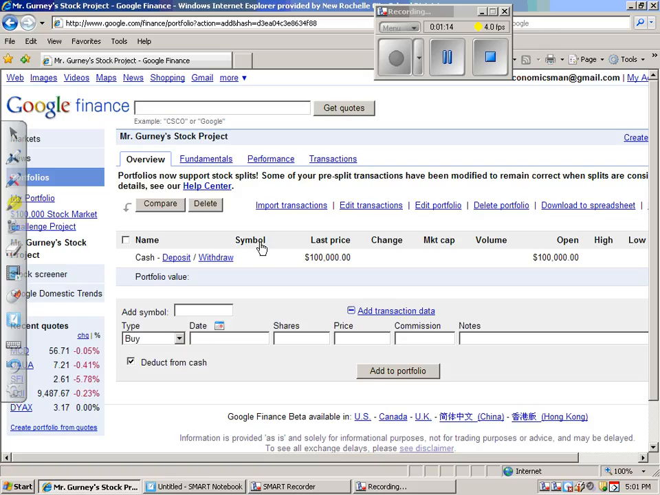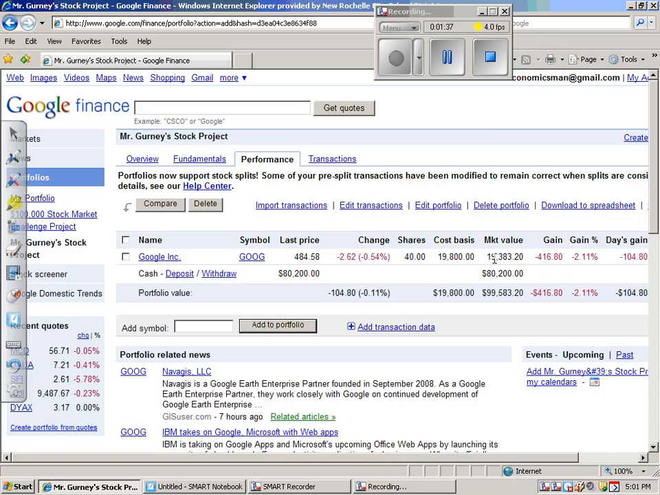The first stock I'm going to buy is Google. And I'm going to put the date that I purchased the stock, as well as the number of shares. I'm going to be buying 40 shares of Google, which costs $495 per share. And as you can see, Google has a market value of $19,383, and I now have $80,200 left to spend. I'm going to buy 5 stocks and spend roughly $20,000 on each.